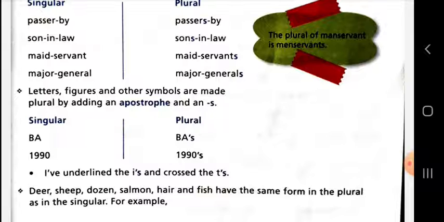Letters, figures and other symbols are made plural by adding an apostrophe. If you need to write the plural of letters, figures or symbols, then you have to write an apostrophe. For example, B's, 1990's. Like that, you have to make it plural.